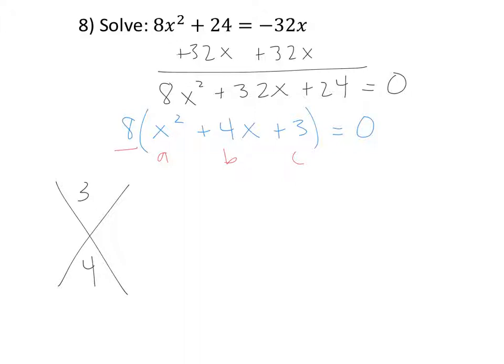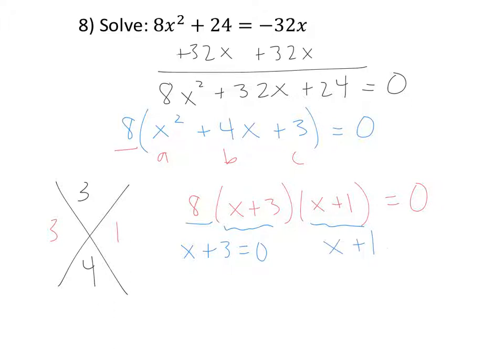So you ask yourself, what are factors of 3 that when added together give you 4? 3 and 1. So I would write out my factors as x plus 3 times the quantity x plus 1. And I can't forget the GCF of 8 that I factored out. Set that equal to 0. Here that 8 doesn't matter because it doesn't have a variable attached to it, but I'm going to set x plus 3 and x plus 1 equal to 0, and those will tell me my solutions.